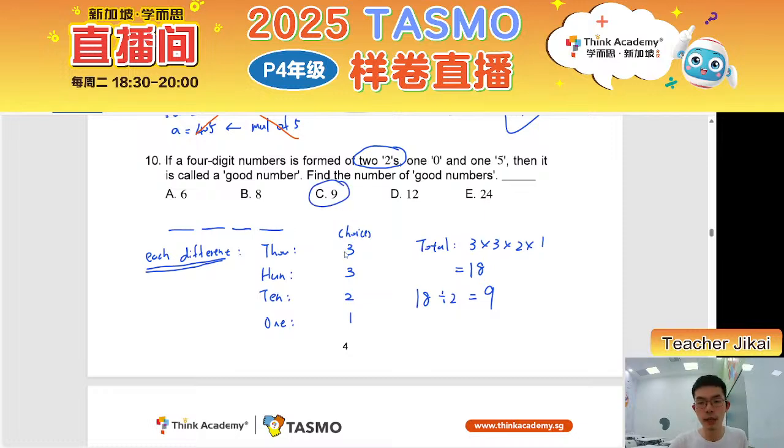So you may ask why? For the two 2's here, the first 2 and the second 2, if we swap their positions, this 2 to this one and this 2 to this one, will the number be changed? No. So that's why for every two different numbers, we form one number if we have two 2's here.